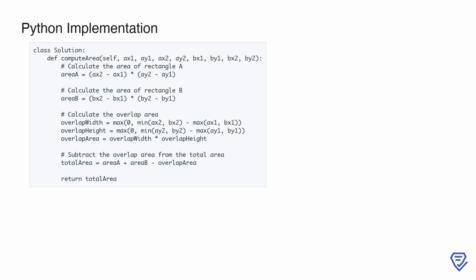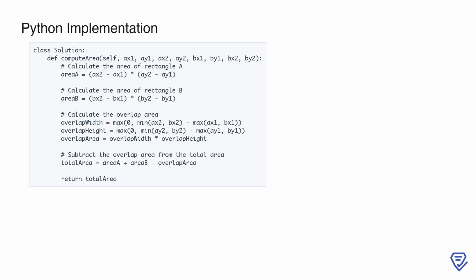Rectangle A's area is determined using its coordinates, ax1, ay1, ax2, ay2, and rectangle B's area is calculated similarly from bx1, by1, bx2, by2. Next, the function calculates the dimensions of the overlapping region, if any.